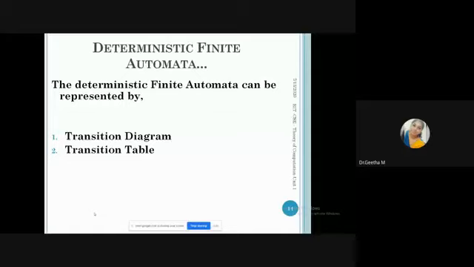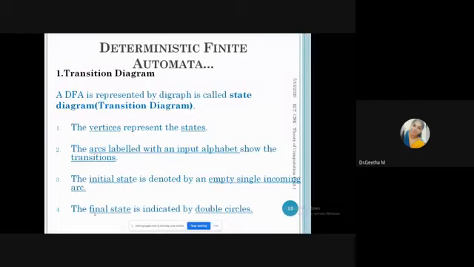Then coming to the point of representing your finite automata. We know the concept, and what symbols are used to denote the finite automata. But there are two different representation forms available: one is the transition diagram, another one is the transition table. Let us see the transition diagram first, then the transition table. A transition diagram is like a directed graph, like the DAG diagrams you know. All the vertices represent the states.